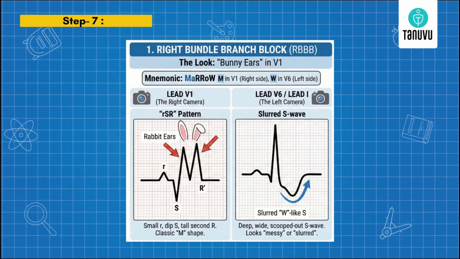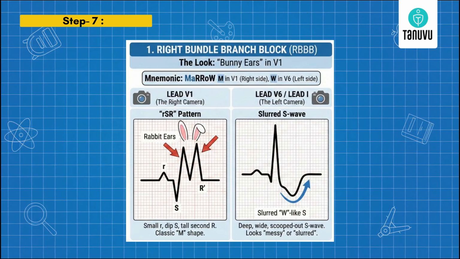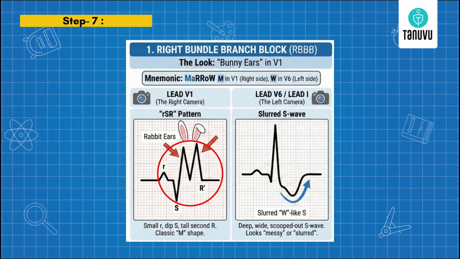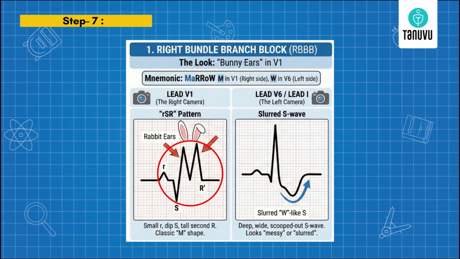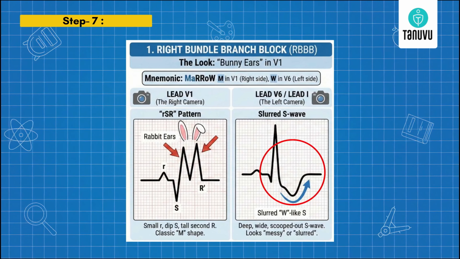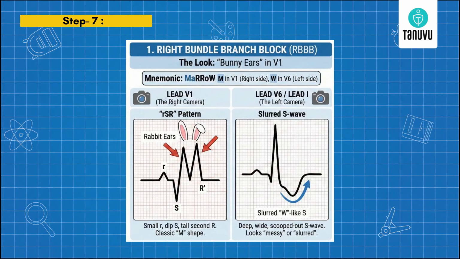So what happens in right bundle branch block is that you see a phenomenon called MaRRoW. The V1 shows an M pattern, as can be visualized here. The V6 shows a W pattern. If you see this pattern, it is likely that the patient has a right bundle branch block.